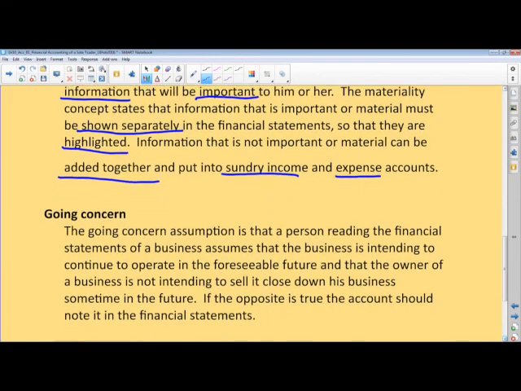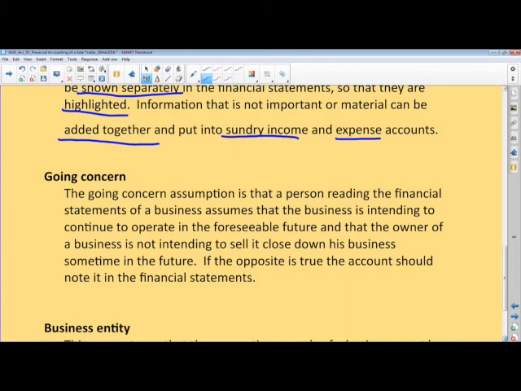Our fifth GAAP principle today will be your going concern. So let's mark it as number 5. The going concern assumption is that a person reading your statements of a business assumes that the business is intending to continue to operate in the foreseeable future and that the owner of a business is not intending to sell or close down his business sometime in the future. If the opposite is true, the accountant should note it in the statement.